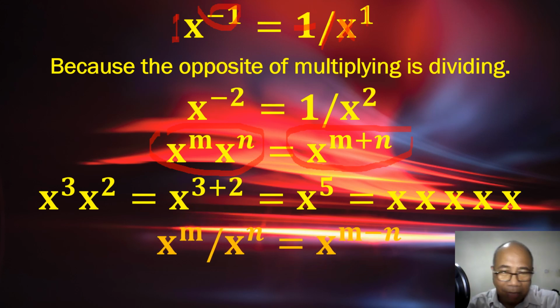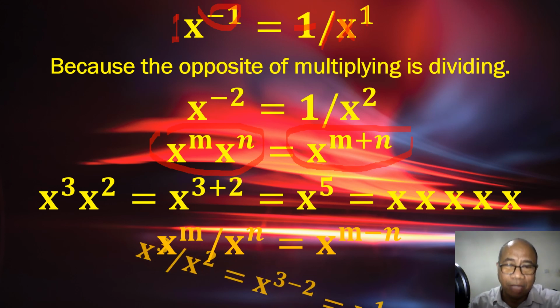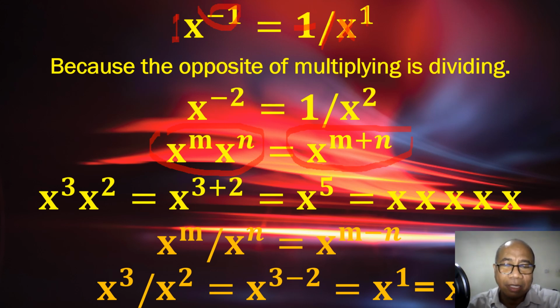Now, let's say we have x raised to the power of m divided by x raised to the power of n. Since the opposite of multiplying is dividing, therefore, x raised to the power of m divided by x to the power of n is equal to x raised to the power of m minus n. And if we have example of x cubed over x squared, we have x raised to the power of 3 minus 2, or simply equal to x raised to the power of 1, or equal to x, because any number raised to the power of 1 is equal to itself.